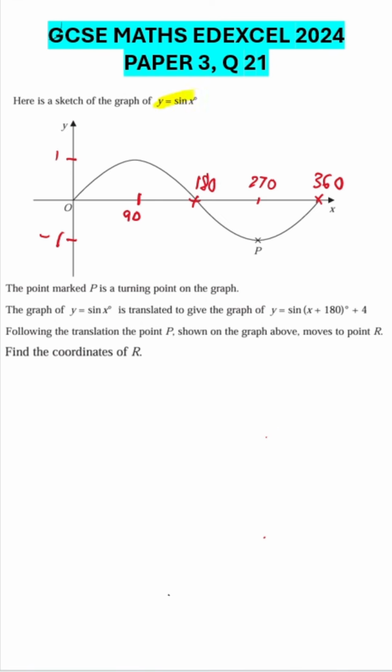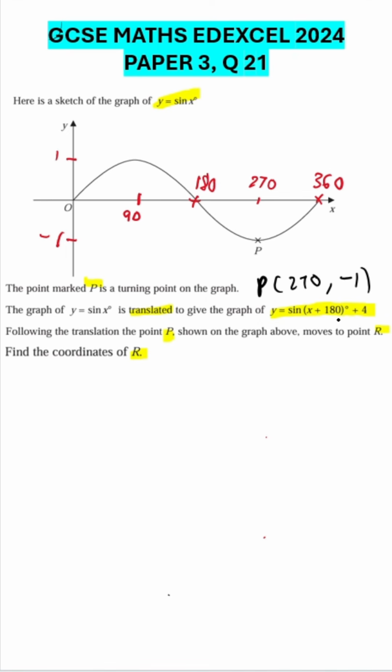So we've been given the graph y is equal to sin x, and we've got the point P marked on the graph. So from what we marked on earlier, we know that point P is 270, -1. So I'm just going to mark that next to the question. And now if we move on to the rest of the question, we know that the graph is translated to give the graph of y is equal to sin(x + 180) + 4. And point P is then transformed to point R, and we want to find out the coordinates of R. So now that we know the rules, all we have to do is apply them to this question.